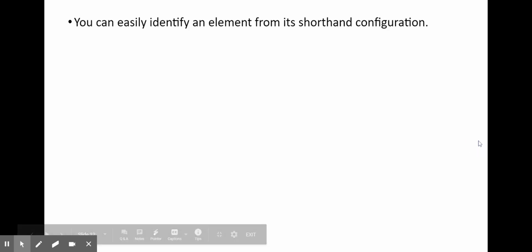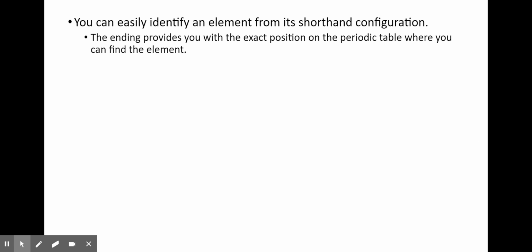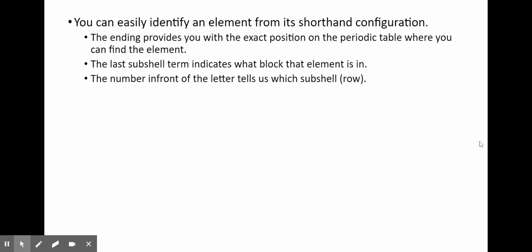You can easily identify an element from its shorthand configuration. The ending of the noble gas shorthand will show you where on the periodic table that would be. The last subshell term indicates what block it's in.